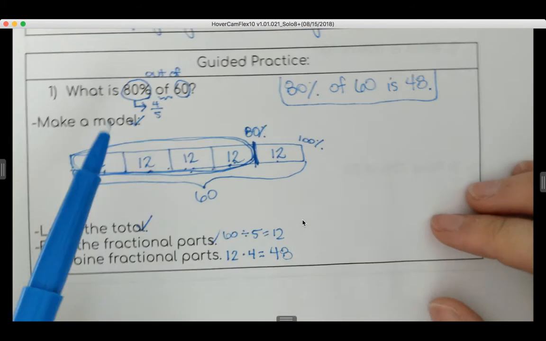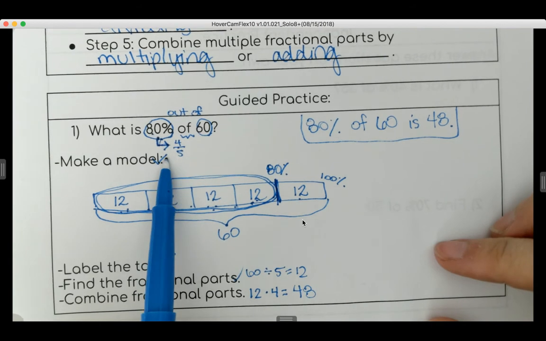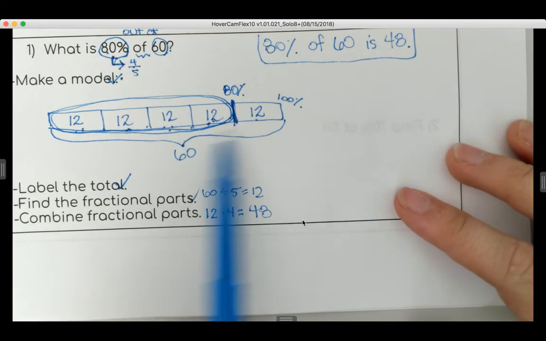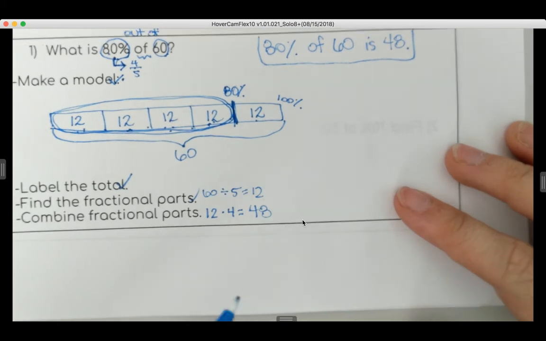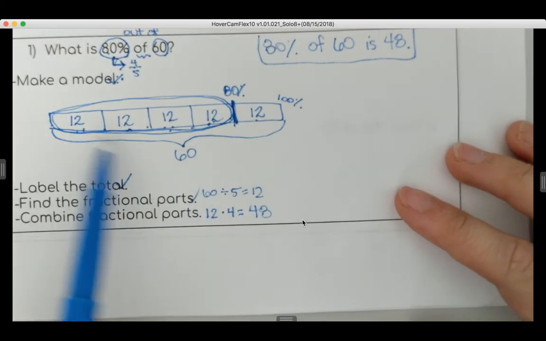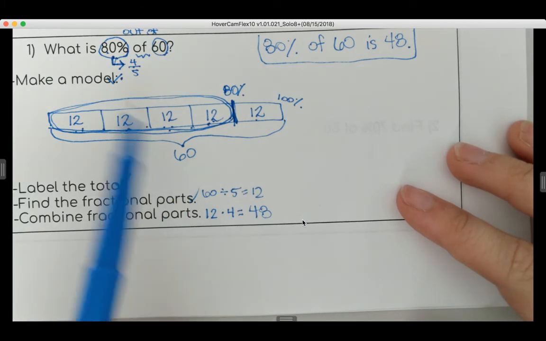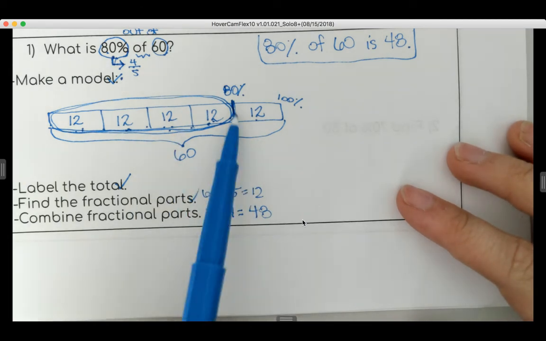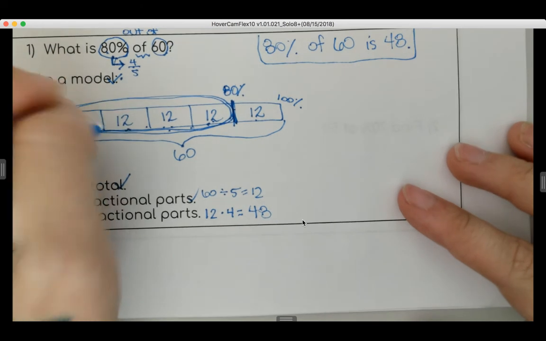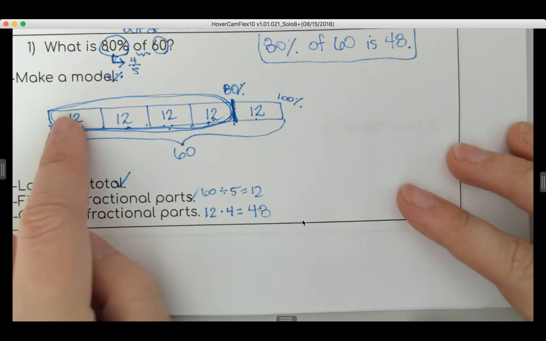Okay, going back through those steps, first I made a fraction out of 80%. You guys are really, really good at that. Then I modeled the fraction 4/5 as 80%. This is where things get a little tricky. I divided my 60 into the 5 fractional parts. And then I counted up how many fractional parts I needed to get to 80%. If I wanted 20%, I would stop here, 40%, 60%, but I wanted 80%, so I counted up all of those fractional parts.